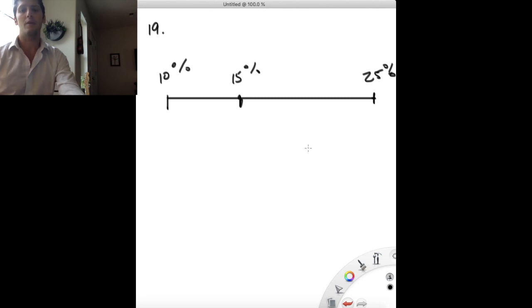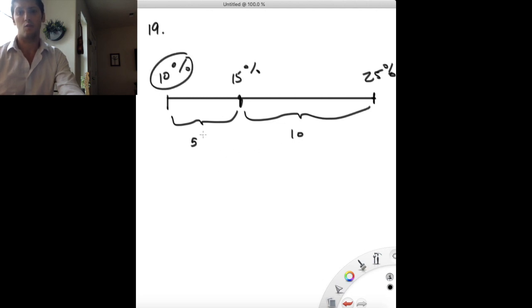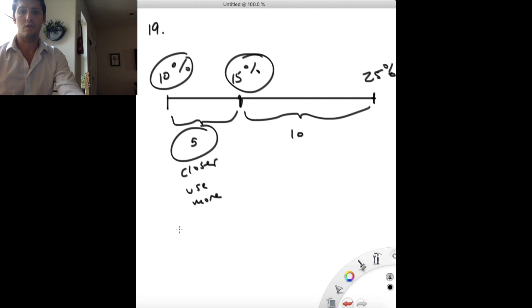Well, think about it like a game of tug of war. 10% is winning. This distance is 5. This distance is 10. So 10 is winning the tug of war. It's way closer. This is closer. Use more of the 10% to end up closer to the 10%. Use twice as much to get twice as close.